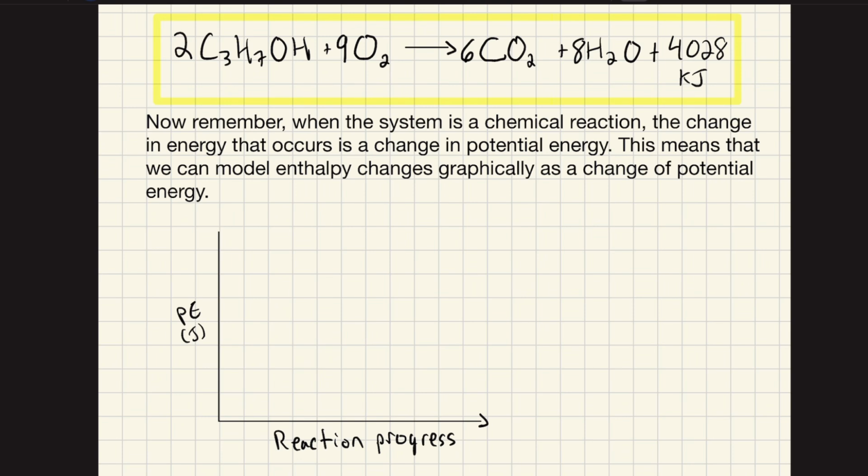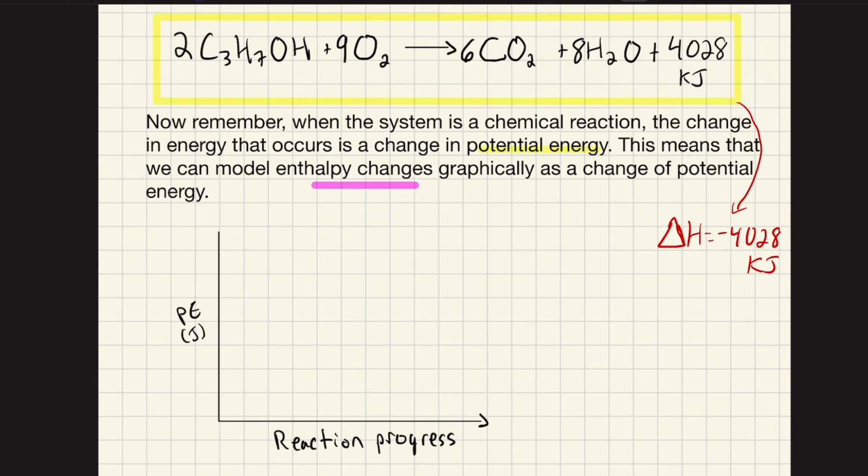Now remember, when the system is a chemical reaction, the change in energy that occurs is a change in potential energy. This means that we can model enthalpy changes graphically as a change in potential energy. So if I look at the reaction that we did at the beginning of the video, which is the combustion of propanol, it releases 4,028 kilojoules of energy, which by extension means that the enthalpy change here, since it's on the product side, it's an exothermic reaction, and that it is negative 4,028 kilojoules.